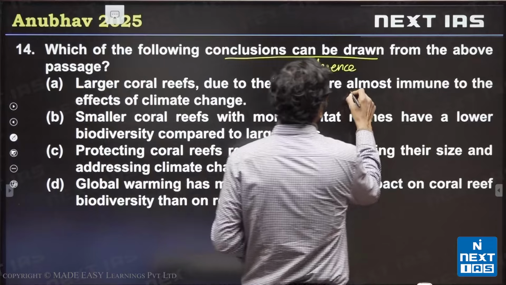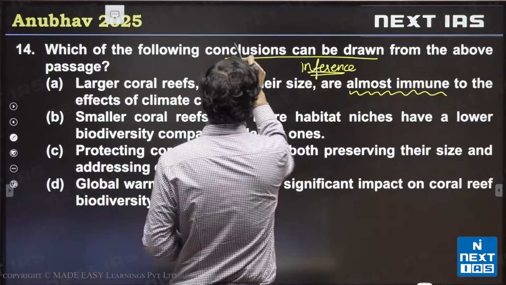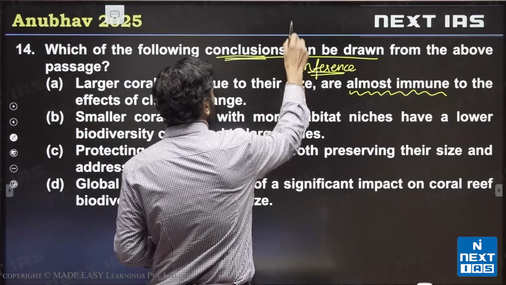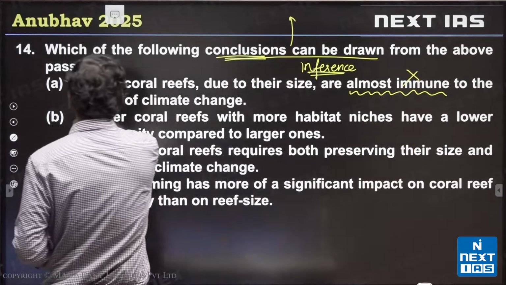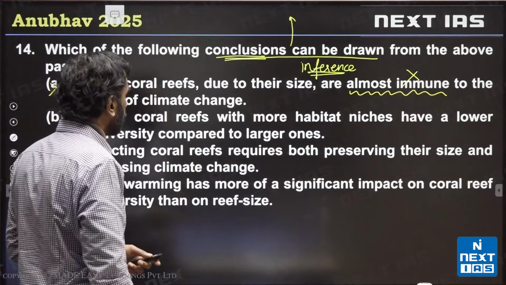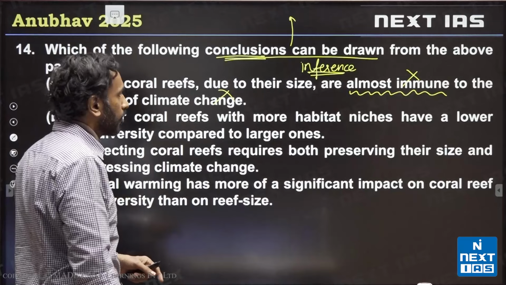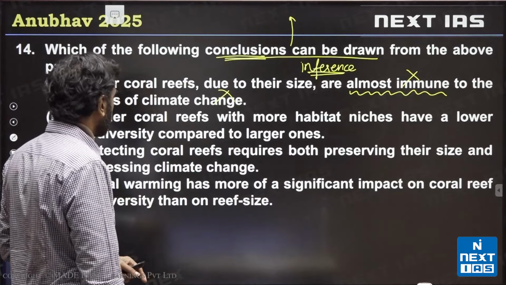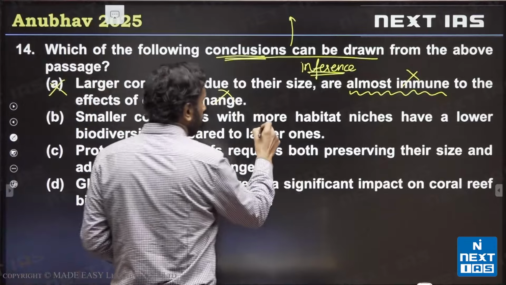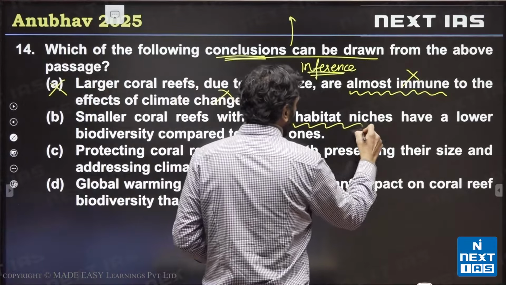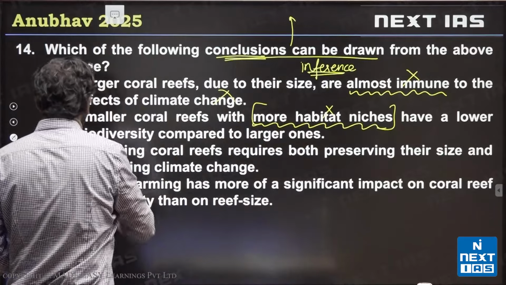Now we know this is what we need to check, and we know for inferences, or conclusions, we are looking for facts in the passage to make that conclusion. For almost immune we don't get anything that will help us say almost immune. So A is invalid. B says smaller coral reefs with more habitat niches have lower biodiversity compared to larger ones. We know this is factually inaccurate. This is invalid.